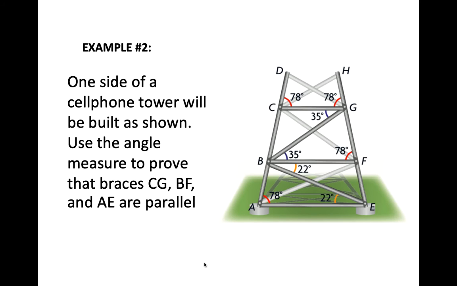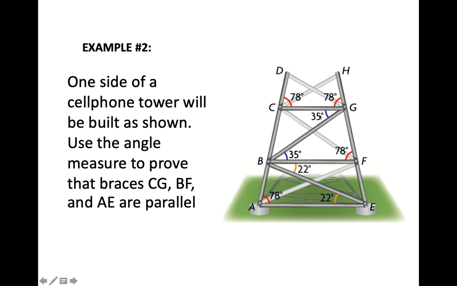Next one is a little bit closer to a proof. And what they have is a diagram. They say this is one side of a cell phone tower that we're looking at, and we want to use the angle measures that are given to prove that the braces are truly parallel. So we're looking at them, and we want to look at this is parallel to this, is parallel to that. Now, if you notice, you've got an angle right here and an angle right here. They're both 78, and since those are corresponding angles in the right position, since those angles are the same, then this bar has to be parallel to that one.